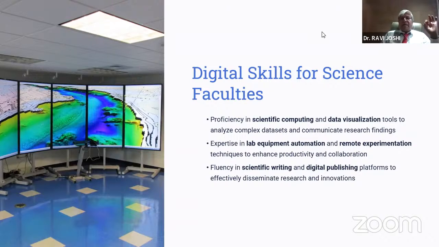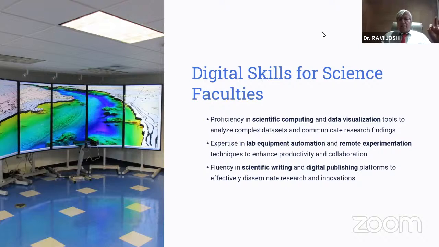Expertise in lab equipment, automation, and remote experimentation techniques to enhance productivity and collaboration. Because of sensor technology, because of semiconductors, because of robotics, a lot of automation has come. And my students of science, both undergraduate and postgraduate, must have expertise in lab equipment, automation, and remote experimentation techniques to enhance productivity and collaboration. It's very important.